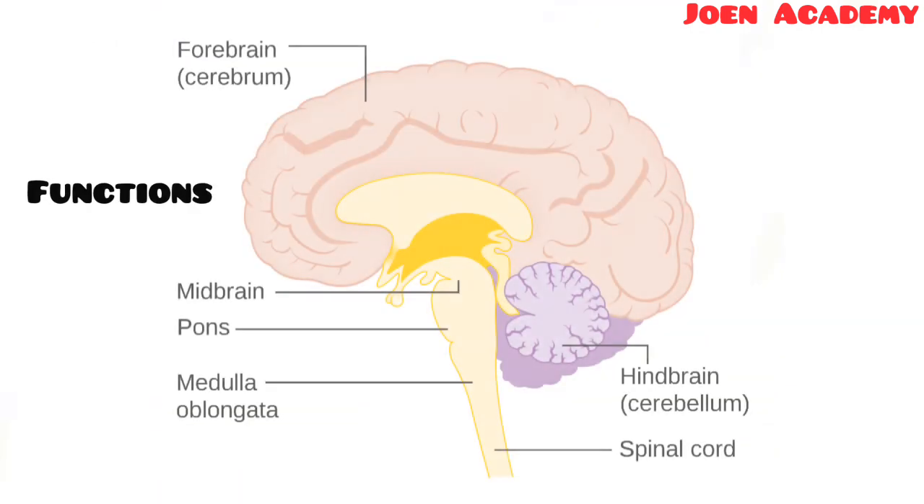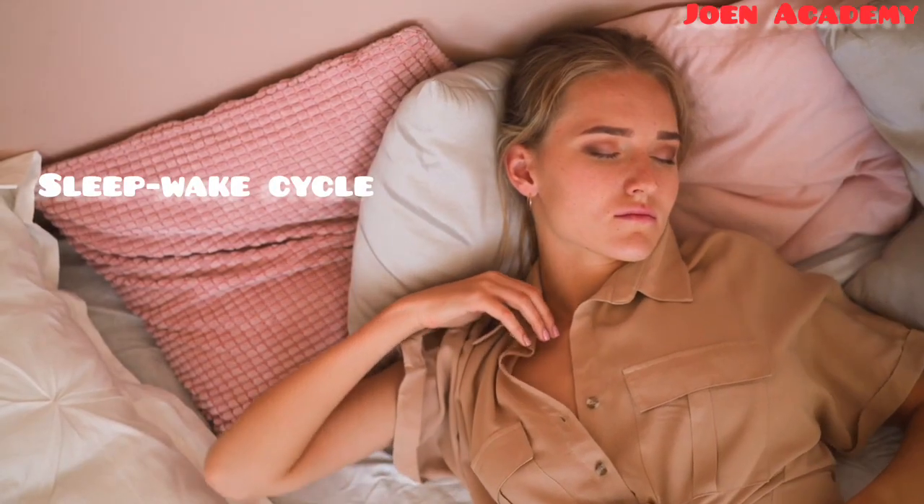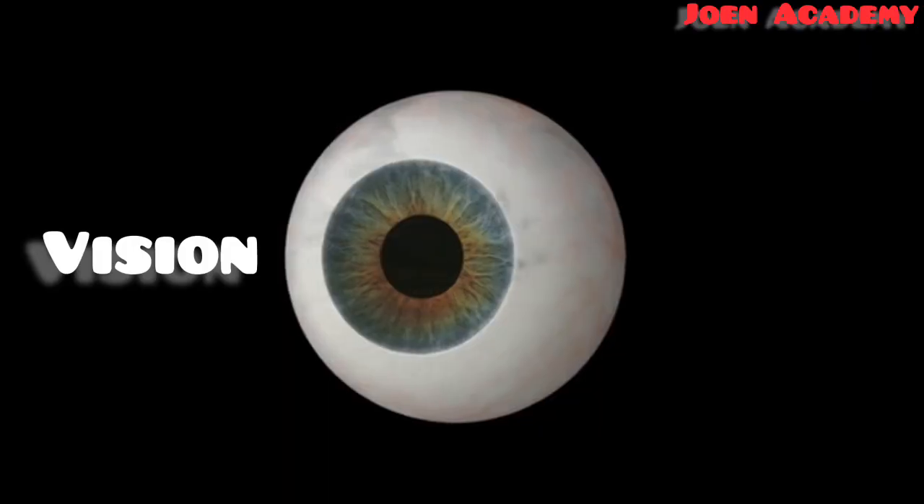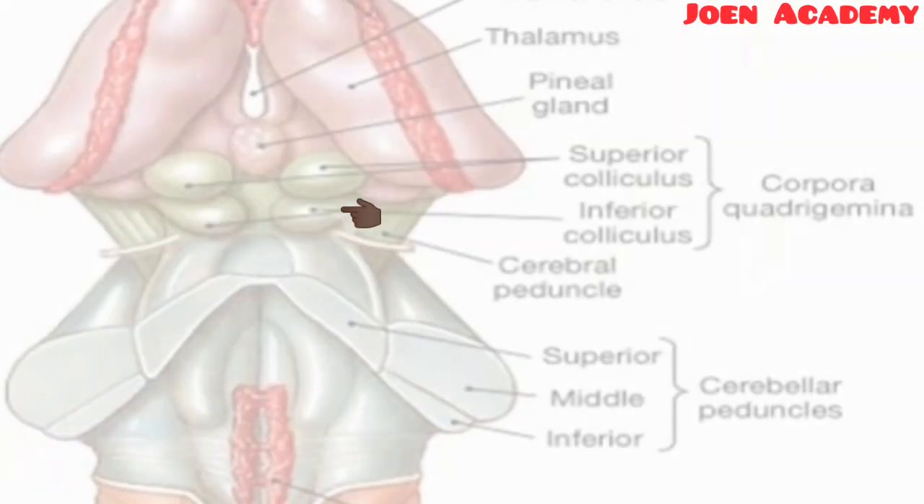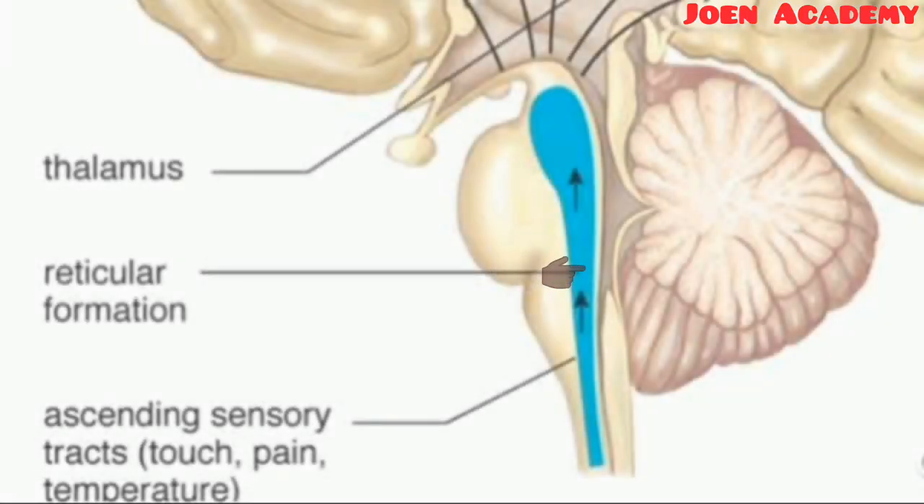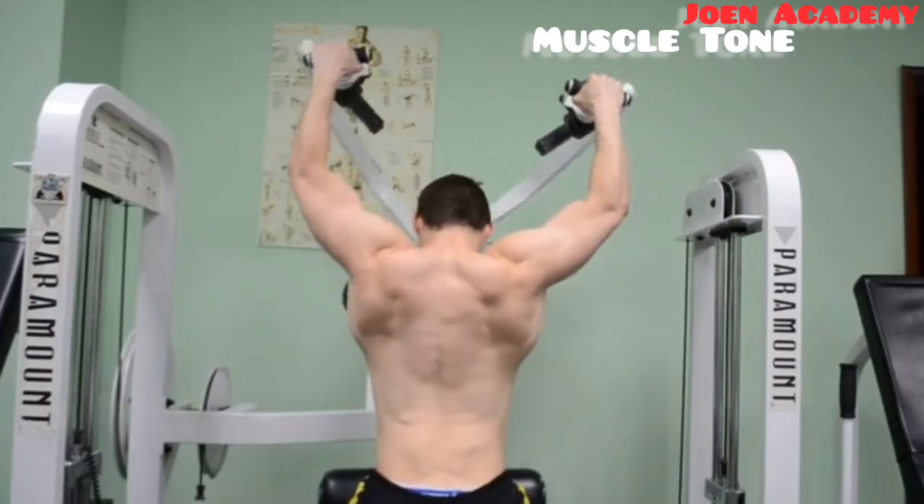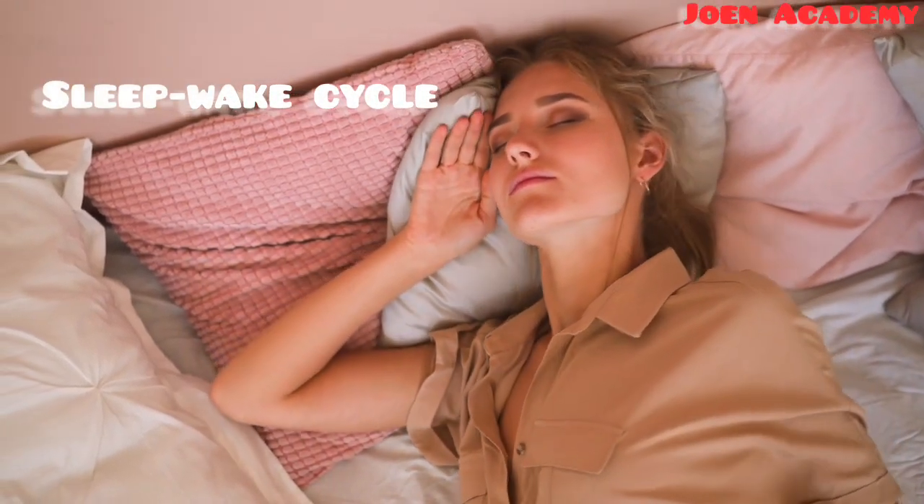What are the important roles of the midbrain? The midbrain plays a vital role in several functions, including vision, hearing, movement, and sleep-wake cycles. In vision, the superior colliculi coordinate eye movement for visual tracking and reflexes. For hearing, the inferior colliculi process auditory information and influence head and neck movement. The reticular formation in the tegmentum helps to regulate muscle tone and movement initiation. Finally, in the sleep-wake cycle, the midbrain is involved in regulating alertness and sleep.